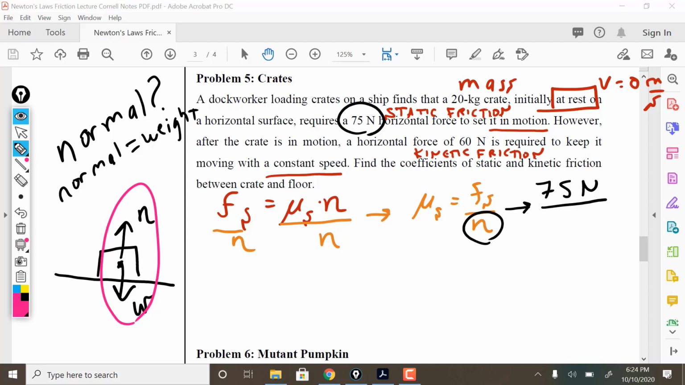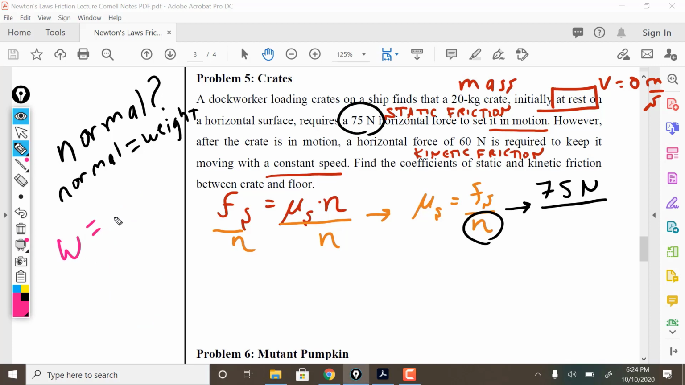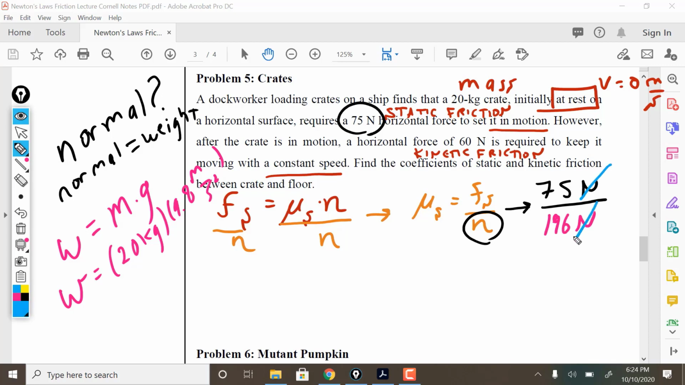Well, what was the weight? Weight is equal to mass times gravity. That's 20 kilograms times 9.8 meters per second squared. It looks like 196 newtons. Notice how the newtons cancel out. And they should cancel out because this coefficient of friction has to be unitless. So in this case, we're going to go ahead and get a value of 0.38.